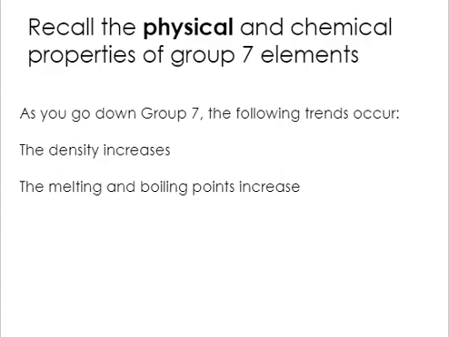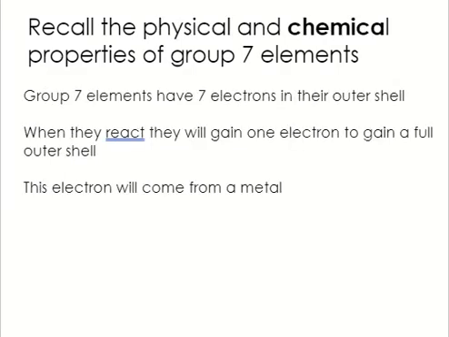The melting and boiling points increase, and we don't need to know the explanation of that, but it's because as the molecule gets bigger, the forces between the molecules get bigger, so it requires more energy to overcome them. We also need to know about the chemical properties of Group 7 elements.